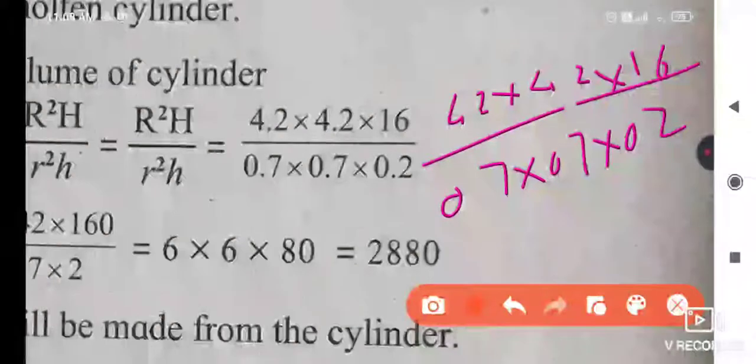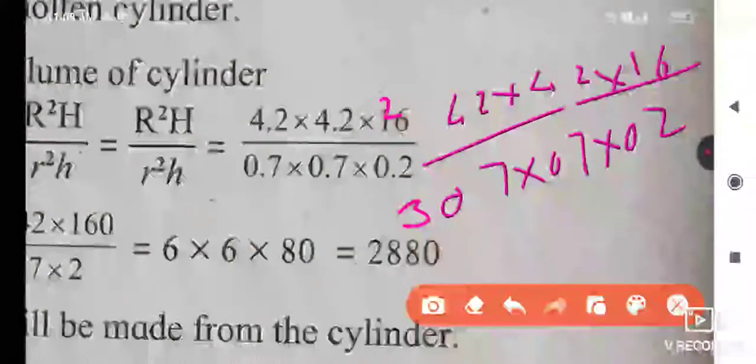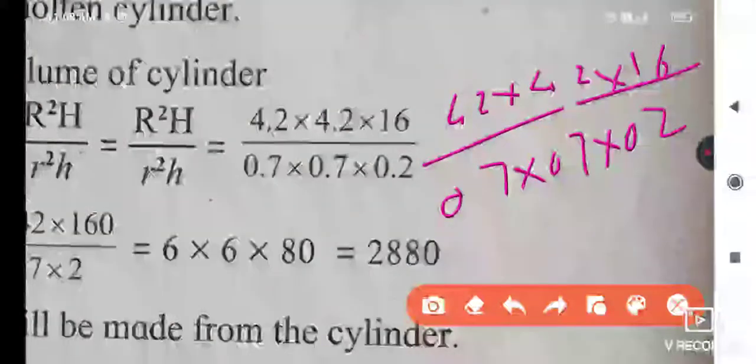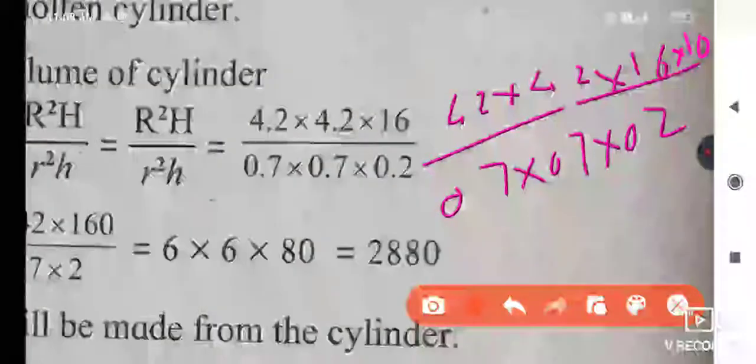Here also, after the point, how many digits are there on the upside? 2 digits. And on the downside, 3 are there. So 3 minus 2 is how much? 1. So on 1 1 0, you have to multiply with 10 to get the required answer, and the 0 gets cancelled.